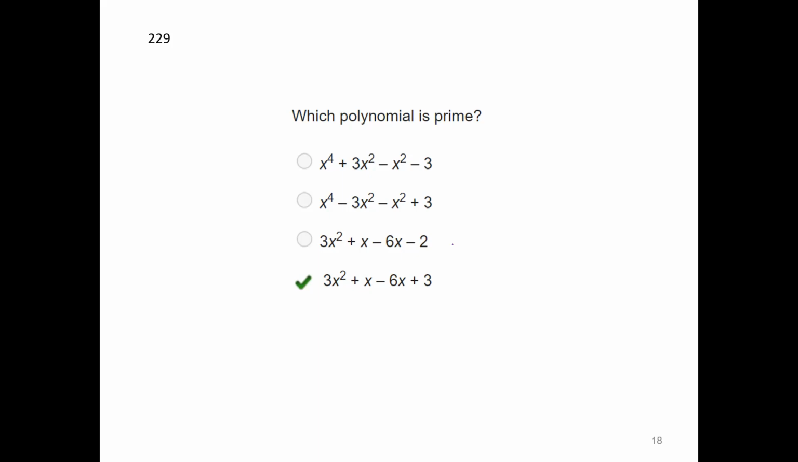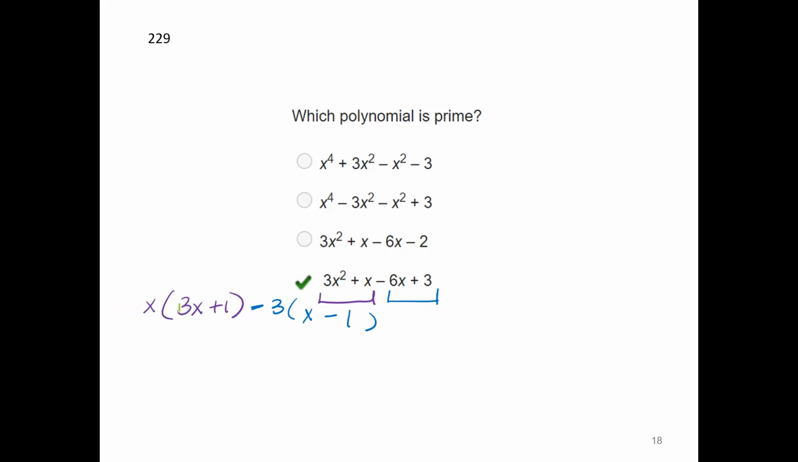All right, looking at this right here, why is it prime? Because if you take a look at it, what can I take out there? I could take out an x, which will leave me with a 3x plus 1. Then if I take a look over here, what can I take out? I could take out a -3. If I take out that -3, I have an x minus 1.